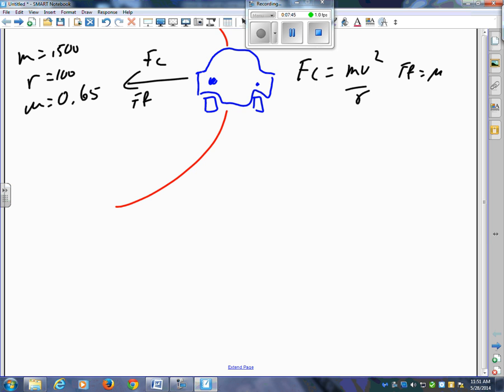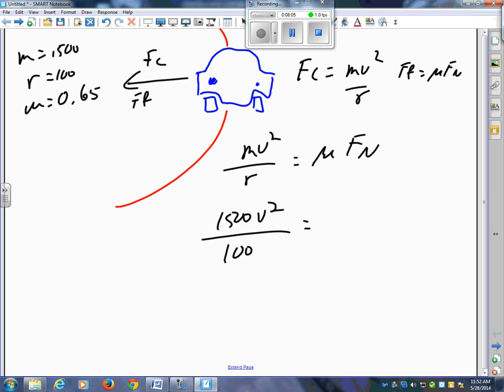Alex, watch. So I've got mv squared over r is equal to mu Fn. 1500 v squared, my radius is 100. My mu value is 0.65, and Fn is equal to mass times gravity, which in this case, because I know the mass, is 1500 times 9.8.